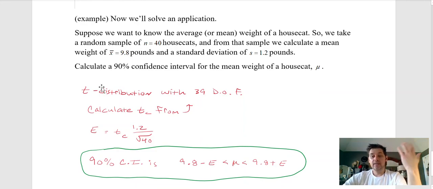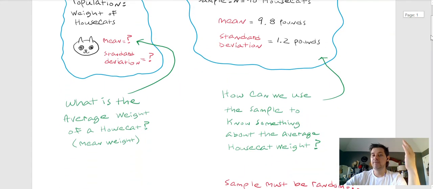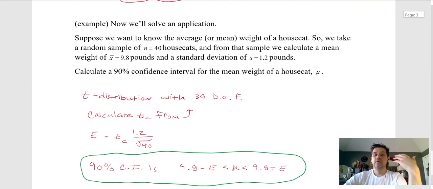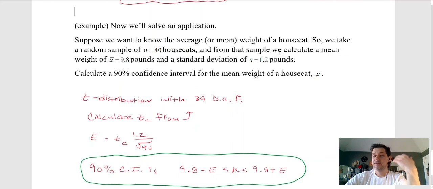If I were to verbalize that question the way you might see it when you're doing your assignment: Suppose we want to know the average or mean weight of a house cat. So we take a random sample of 40 house cats. Sound familiar? Yeah, that's the way I posed this problem from the beginning. And from that sample, we calculate the average or mean weight, X bar, as 9.8 pounds and a standard deviation for the sample, S, is 1.2 pounds. Can you calculate a 90% confidence interval for the mean weight of a house cat, mu, given by the Greek letter mu?